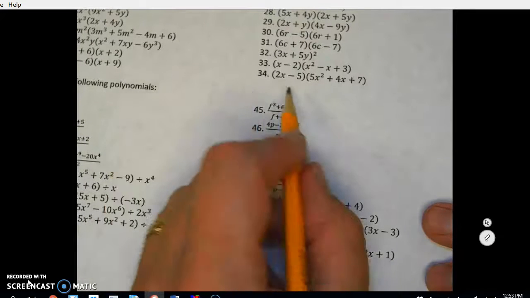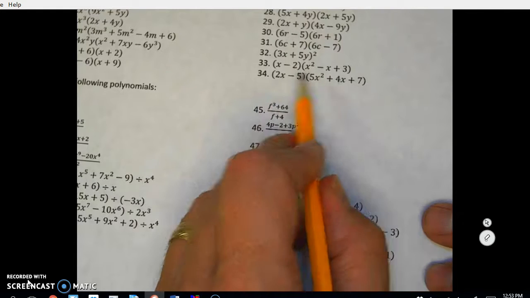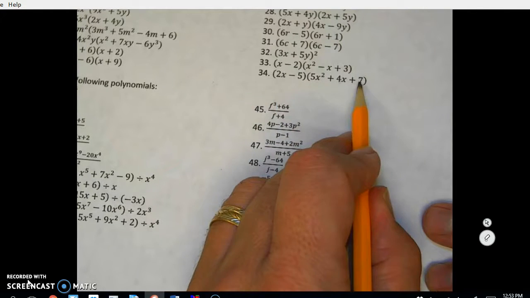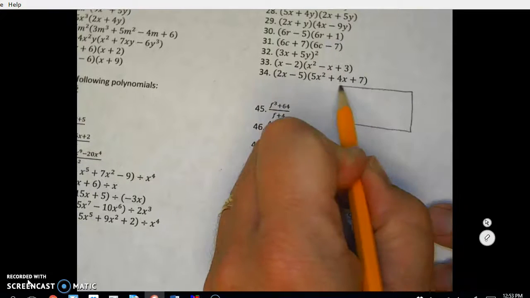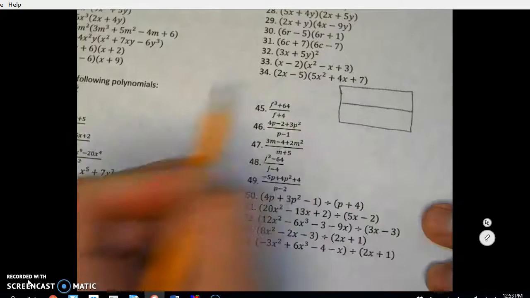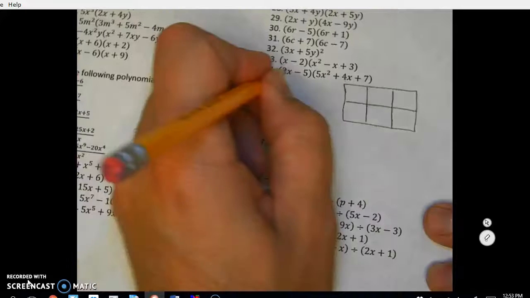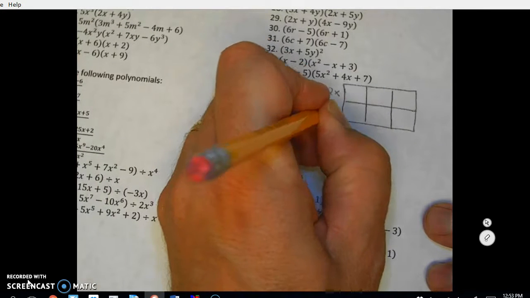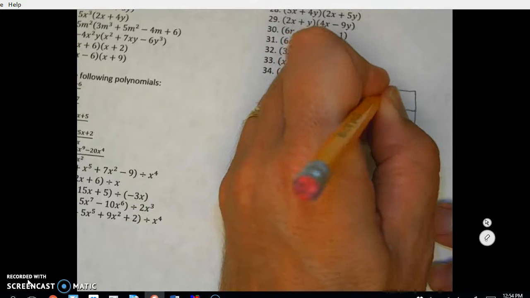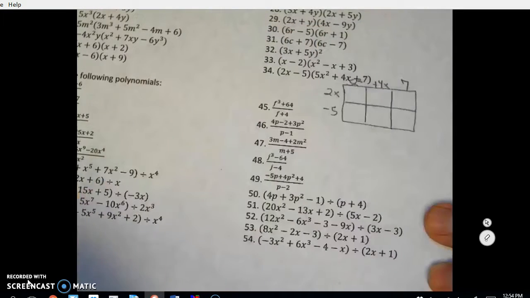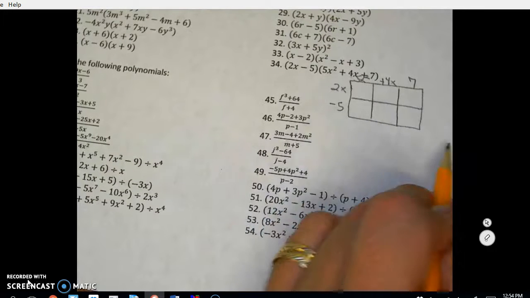Now, a problem like 34, you could do a box here. You could do a 2 by 3 box if you'd like to. So, 2 rows, 3 columns, so 2x minus 5, and 5x squared plus 4x plus 7. Then fill in the boxes, combine like terms, and then you'll have your answer.